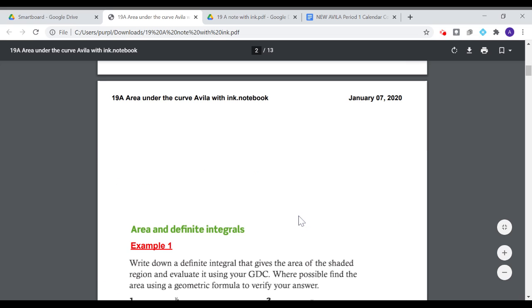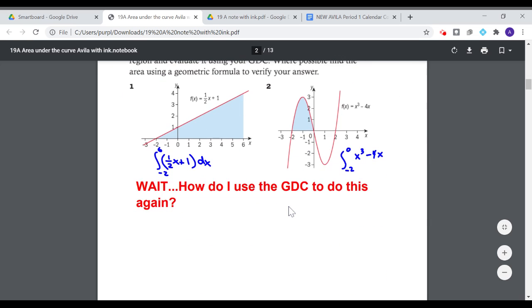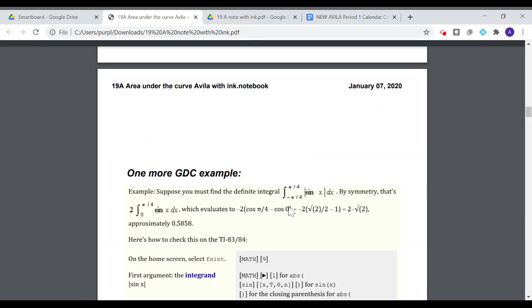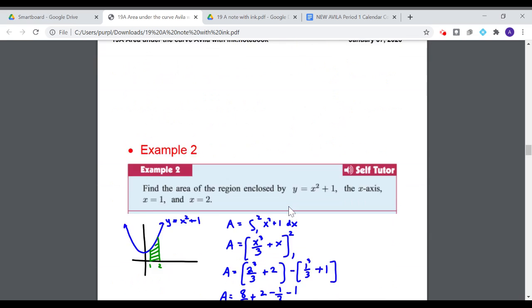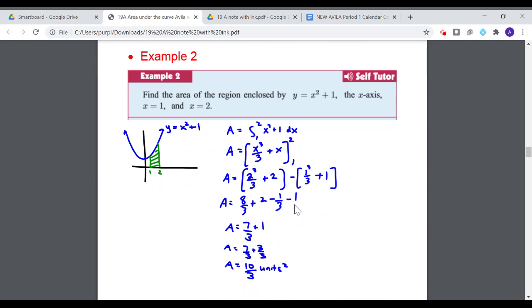Now, we're going to learn how to do this using the GDC, but I'm going to skip those examples for now, and I'll come back to that in a later video. I'm not sure if we'll have a chance to talk about it this year in particular. Let's take a look at another example.